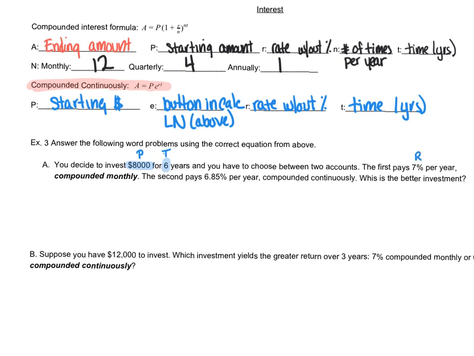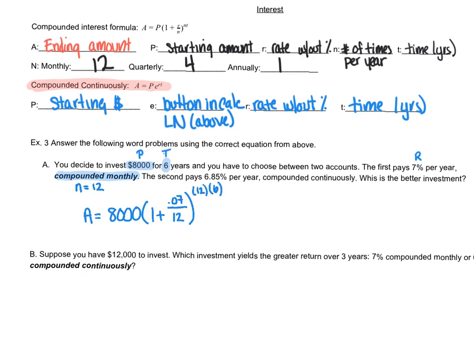Now I'm going to have two equations here. My first one, it says compounded monthly. So compounded monthly means that it's going to be 12. That's my N. So here we go. So we have the amount at the end will be my initial amount of 8,000, and that's going to be 1 plus. Now my rate is 7%, so if I change that to a decimal without a percent by dividing it by 100, I get 0.07. Then I'm going to divide that by the number of times per year, which is 12 because it's monthly, and then I'm going to put this to the power of N times T.